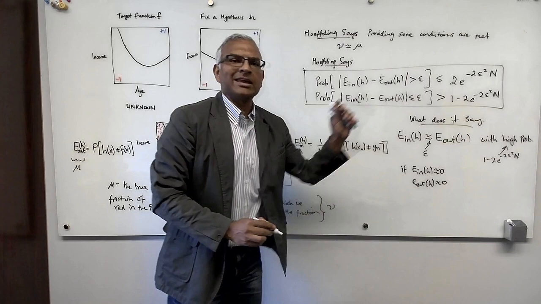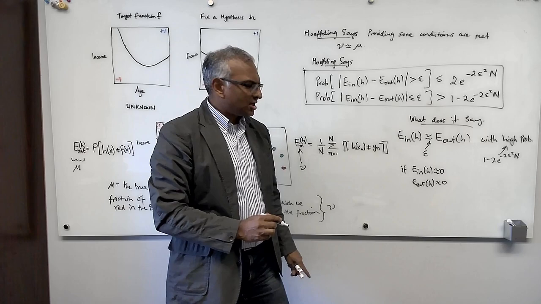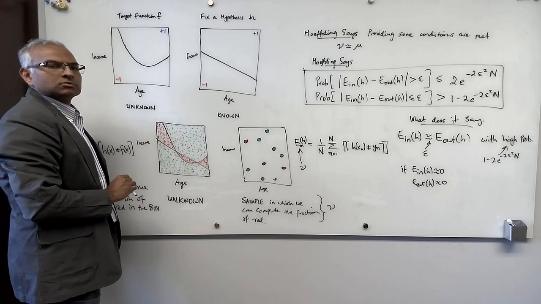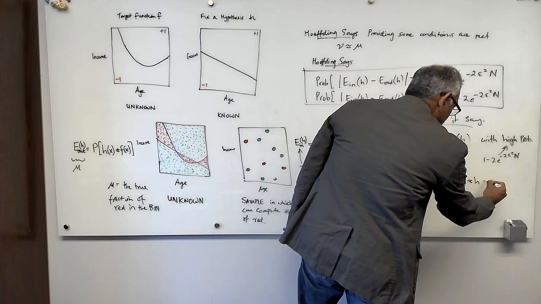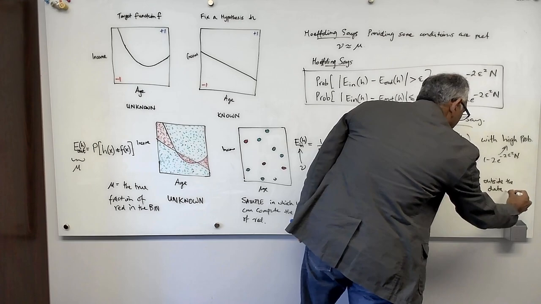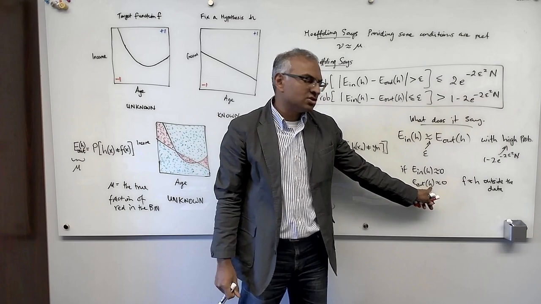And have I learned anything? Yes, because E out of H approximately zero means that with high probability, the region where H is not equal to F is small. So this means that F is approximately equal to H outside the data. And I've reached outside the data, and I can now conclude that my hypothesis H is good.